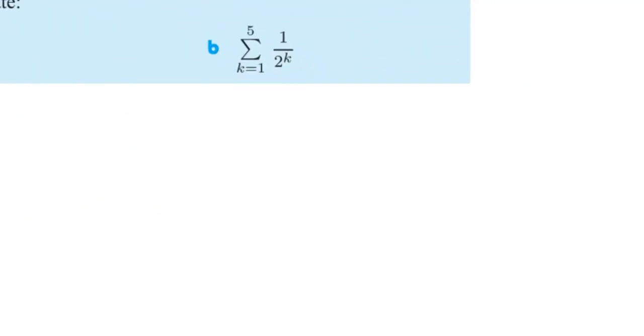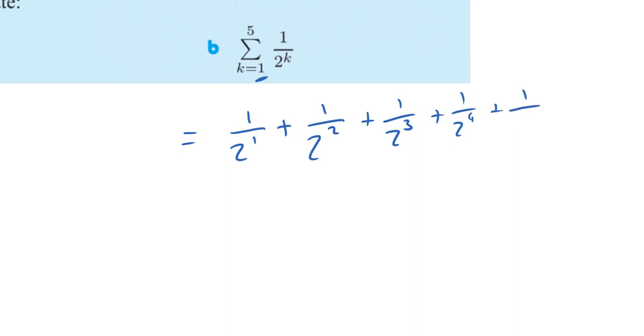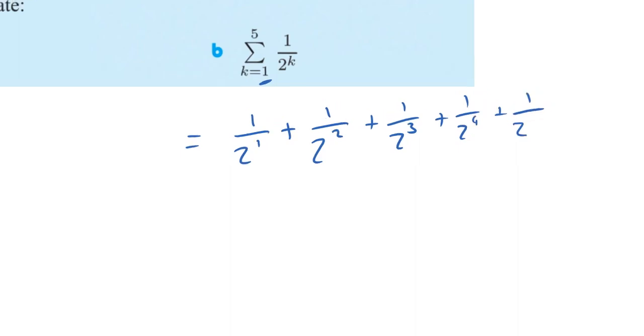Let's see if we can work out what on earth this means. Okay, so we're going to have to work out some numbers. So let's just put them straight in. So this will be equal to 1 over 2 to the 1, and I've put that 1 in because this is clearly telling me I need to do that, plus 1 over 2 squared, plus 1 over 2 cubed, plus 1 over 2 to the 4, plus 1 over 2 to the 5. And I'm stopping at that point because this number here is telling me I stop at 5.